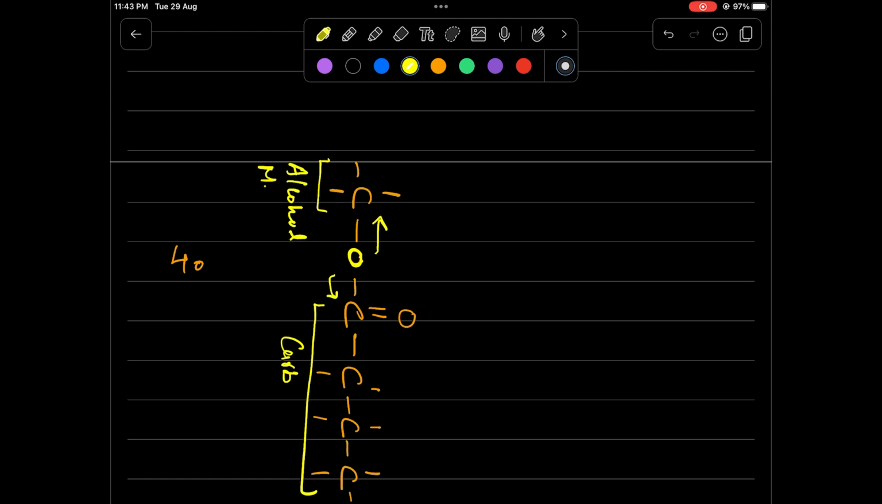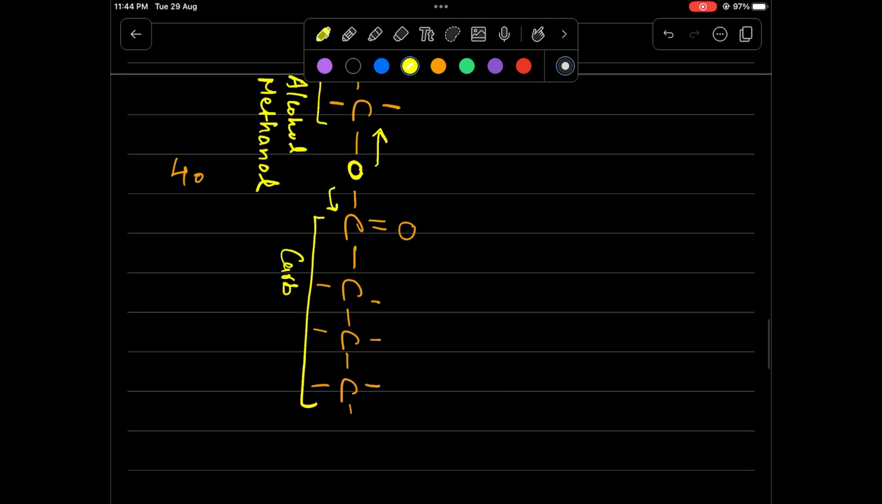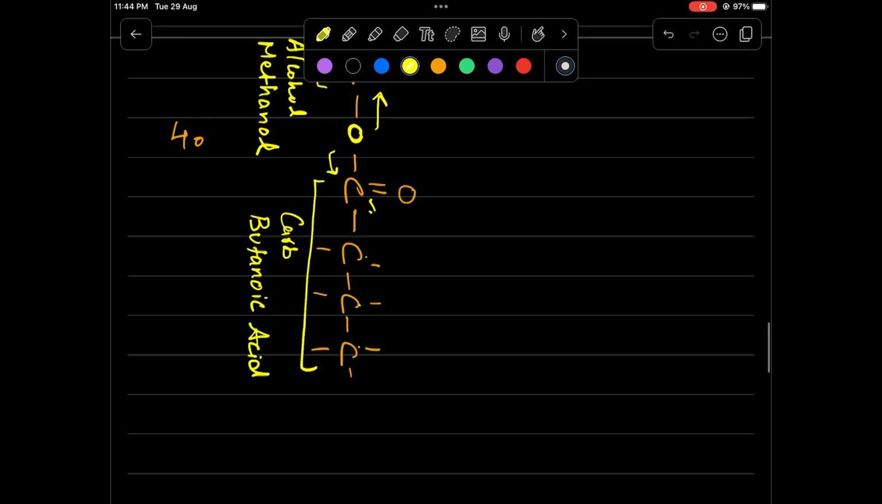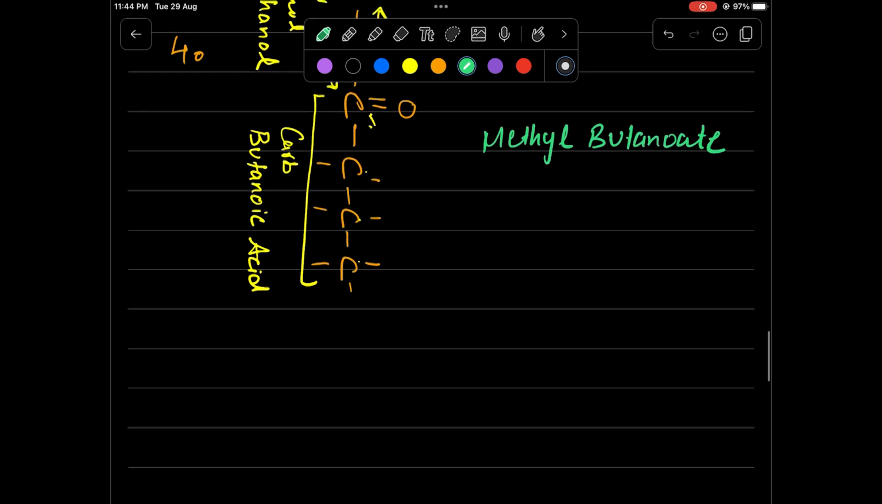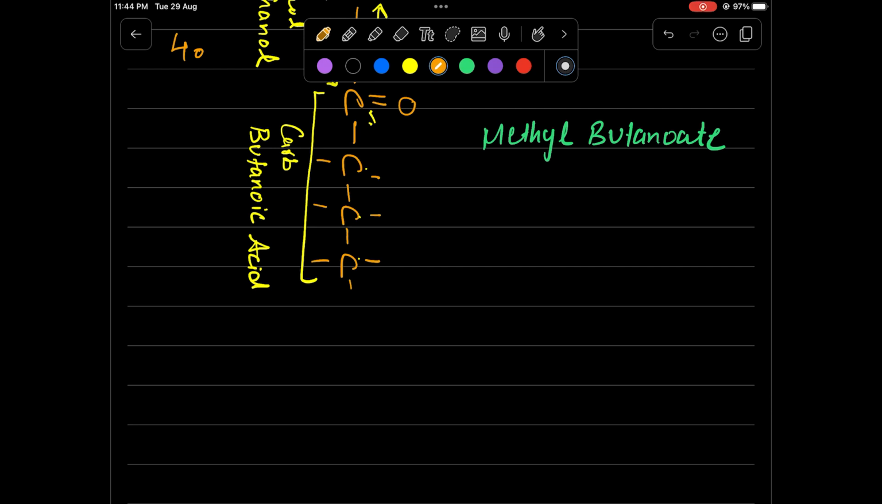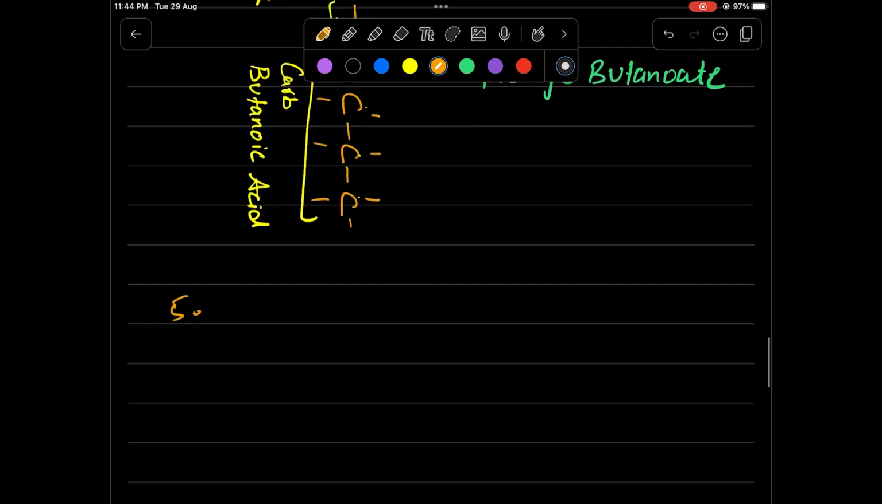And then you're just going to name the alcohol. So this alcohol here is methanol because it has only one carbon. This carboxylic acid has 4 carbons, 1 2 3 4. You include this carbon, okay? And then you write butanoic acid, and as a total, the alcohol part comes first, so it becomes methyl butanoate. Okay, so that's also how you can be given a structure and how you can name it.